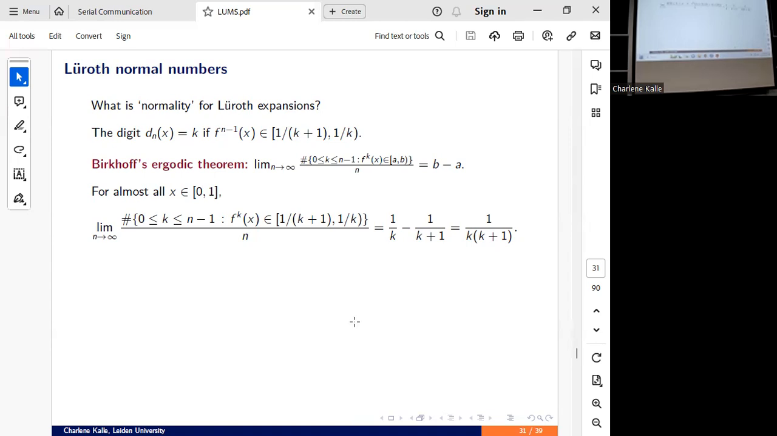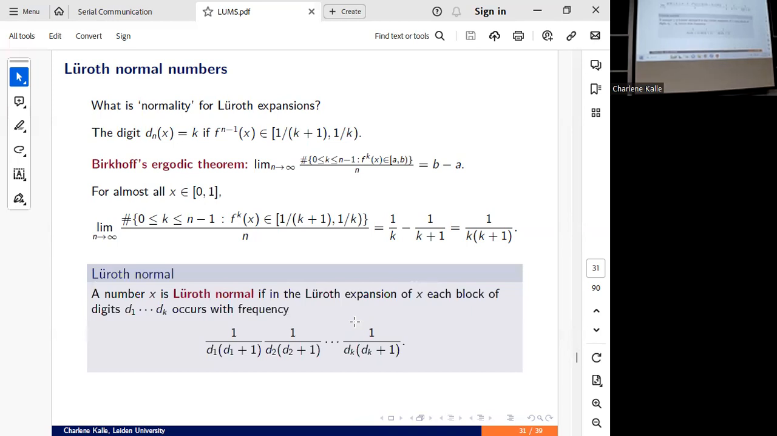Oh, there are too many k's here, I see. So it should be i. So we expect the digit k to appear with this probability or this frequency. So for almost all numbers, this is the frequency with which we should see the digit k. So this is the idea behind this definition.